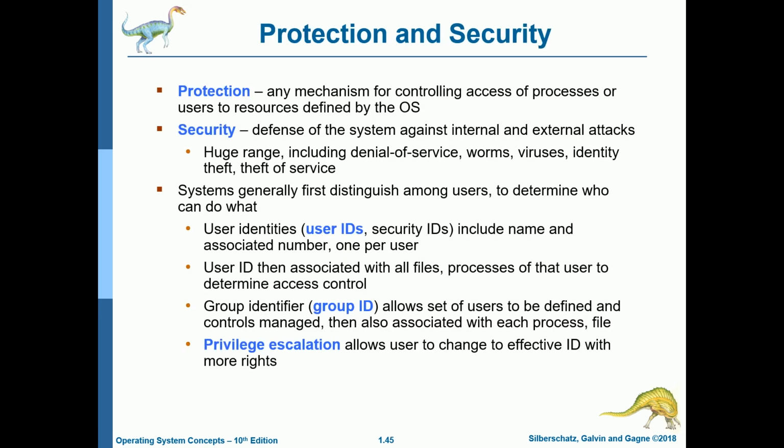Now taking a step back for a second, let's talk about protection versus security, because these are two very important principles to operating systems. Protection is any mechanism that controls access of a process or the user's resources defined by the operating system. Protection protects the operating system. Security is the defense of the system against internal and external attacks. So worms, viruses, identity theft, all of that is related to security.